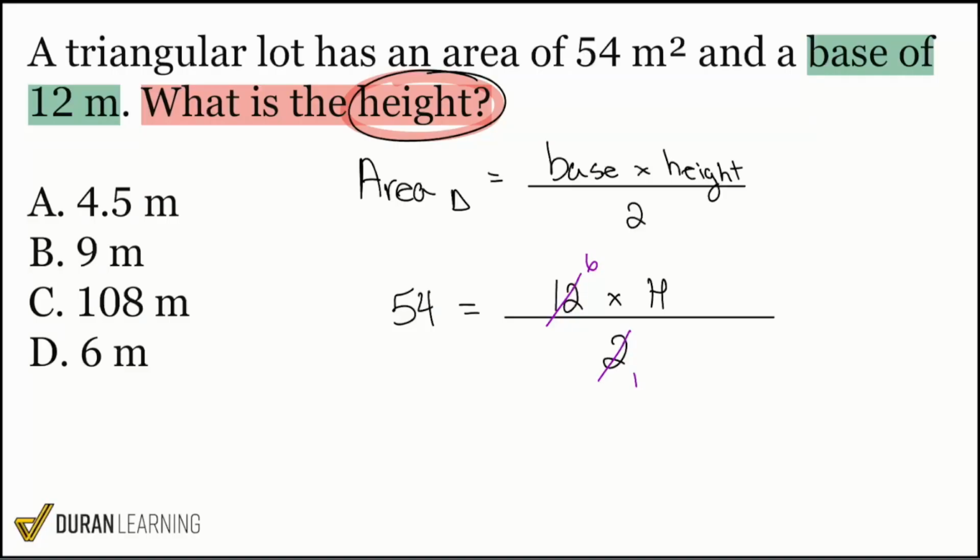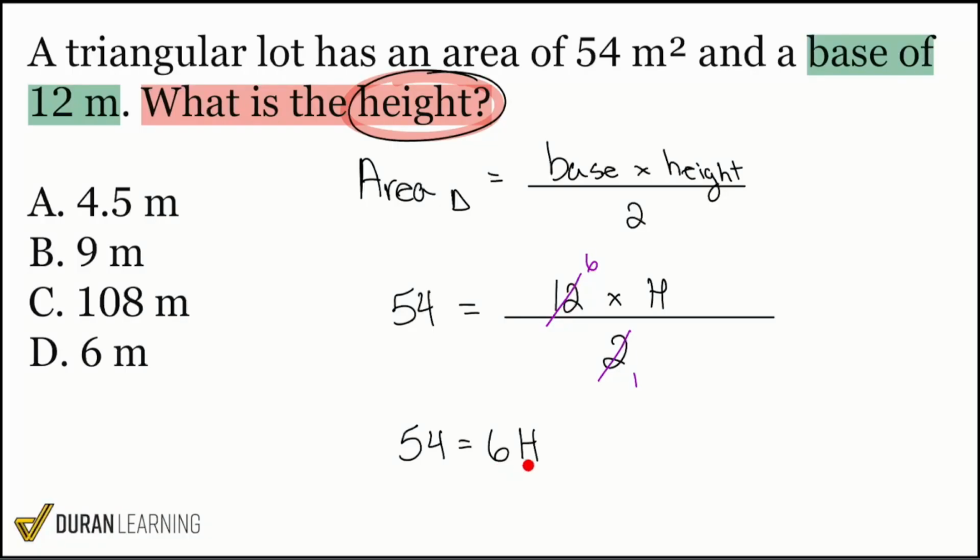So really, everybody, it's not so scary. We have 54 equals 6 times h. That 1 that we see, dividing by 1 is just going to leave it as is, so we don't even need to write that. We have 54 equals 6h.